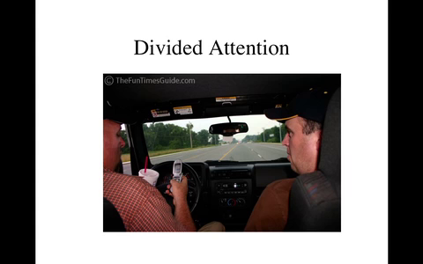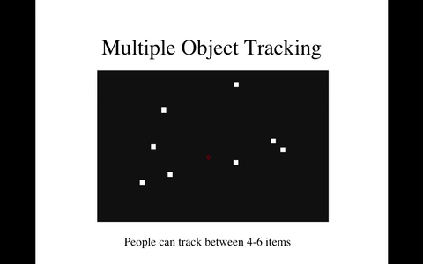Divided attention, as we mentioned, is when we can pay attention to multiple things at once. We gave an example of multiple object tracking. People can track between 4 and 6 items, and in these examples, things move around the screen and you have to watch them. You have to keep track of multiple items, and the subjective experience is that you can essentially pay attention to multiple things on the screen at once. And as we said, there seem to be some specific limits on this kind of ability, somewhere between 4 and 6. Some people have greater ability than others.